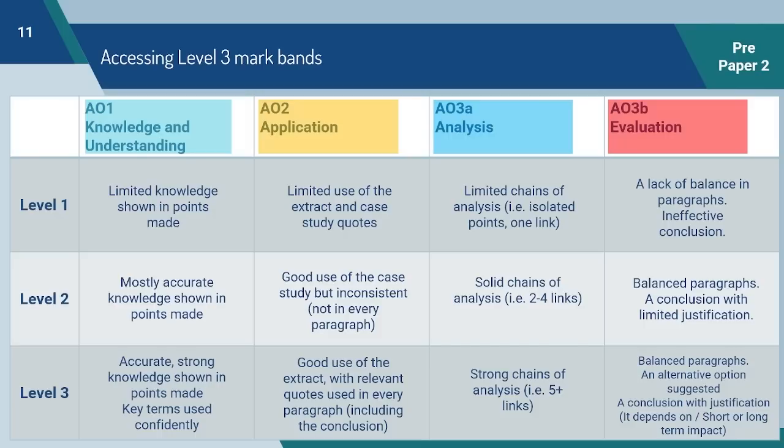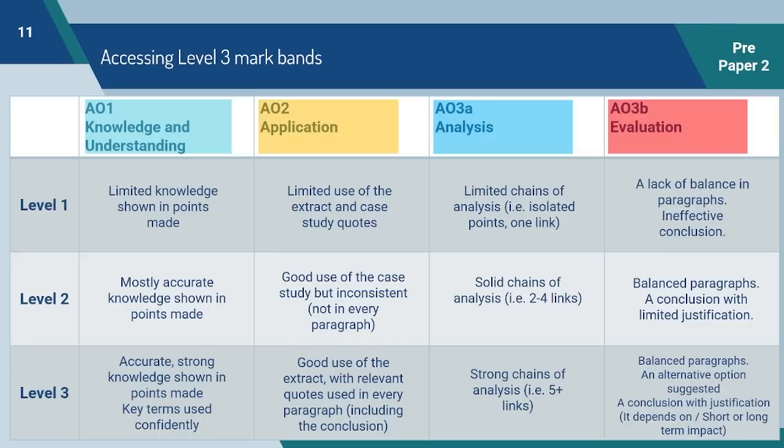For analysis, it's about how well we develop our points. So we mentioned our BLTs earlier. Limited chains of analysis, so one link, for example, or an isolated point, that might get you level 1. Solid chains of analysis, so 2 to 4 links across your answer, would give you level 2. And if you want strong chains of analysis, you need to have 5 links. Now, if a 6 marker, 9 marker, or 12 marker requires you to do 2 BLTs, 2 BLTs is 6 links, so that should give you a bit of a buffer into level 3. It just means that if one of your points maybe isn't as strong, you've got a bit of a safety net there.